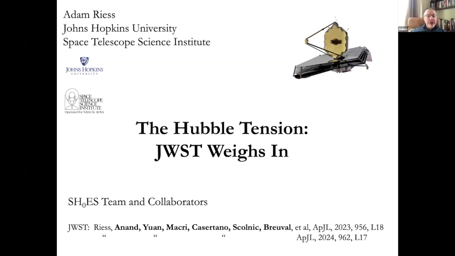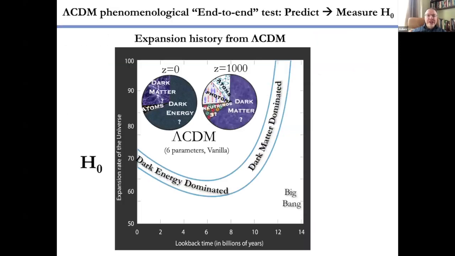Okay, so I know this is a big change in direction from high redshift galaxies, so let me just set the scene a little bit. What is the Hubble tension?